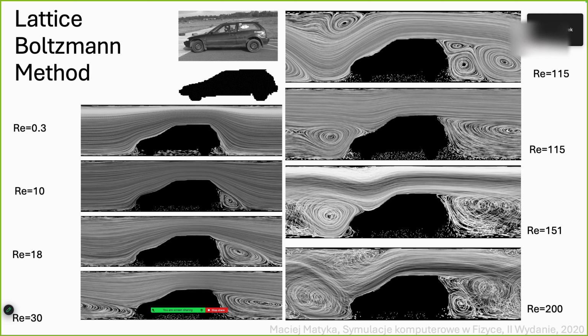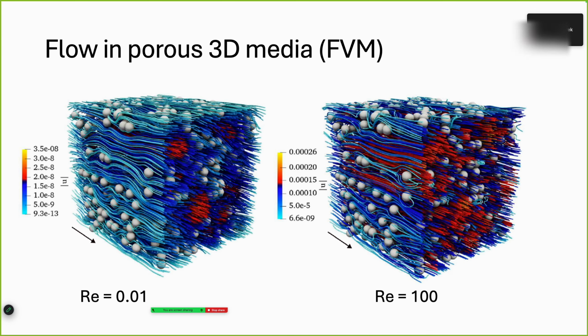But anyway, this is a kind of result that people from the CFD world will be familiar with. This is a flow over a car shape from our lab. Now we are also using finite volume. This is OpenFOAM and so on. This is porous medium in 3D with the fluid flow going through for two different Reynolds numbers. Okay, that's where I am today.